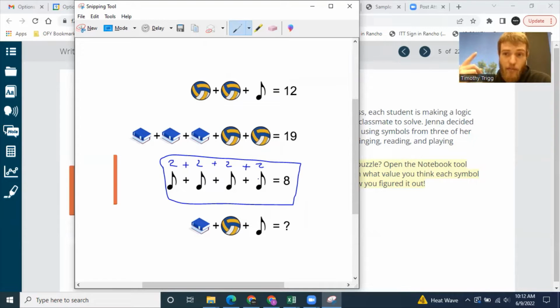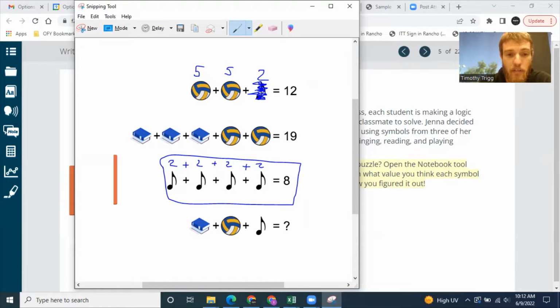Now that we have that information, we could use substitution to help us. So in this first equation, here we have a volleyball plus a note, the 8th note gives us 12. Well, we now know that this 8th note is actually equal to 2. So now we have a volleyball plus 2 equals 12. So what does that mean each of these volleyballs would have to be? Well, they're each 5, right? Because 5 plus 5 plus 2 is 12.